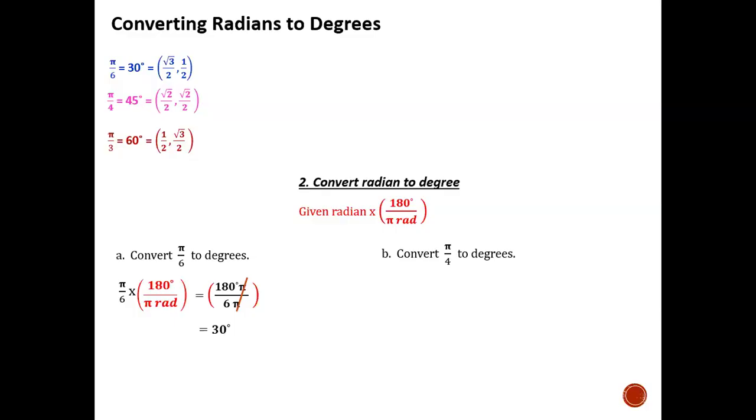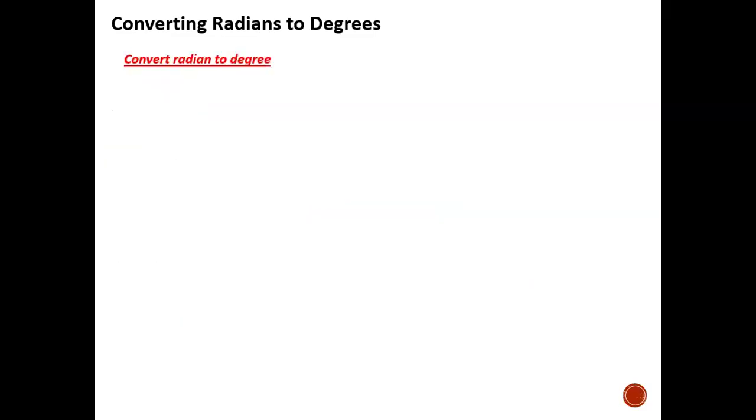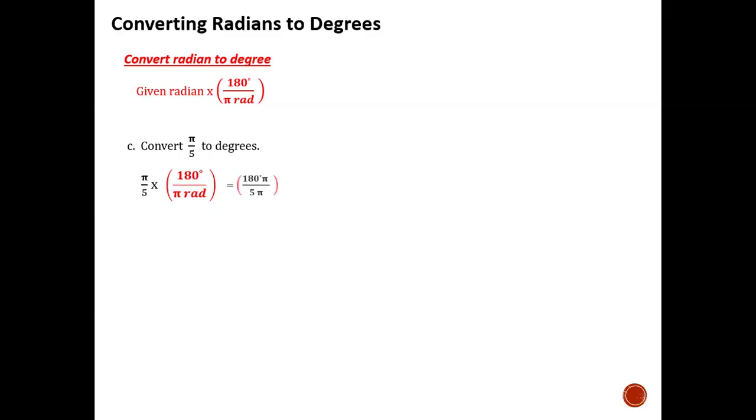Let's do the similar for pi/4. Again, very straightforward process. Let's go ahead and do this one that's not part of our unit circle. Convert pi/5 to degrees. So I'm going to multiply pi/5 times 180 degrees over pi radians. I have 180 degrees times pi divided by 5 pi. Pi divided by pi becomes 1. And 180 degrees divided by 5 is 36 degrees.